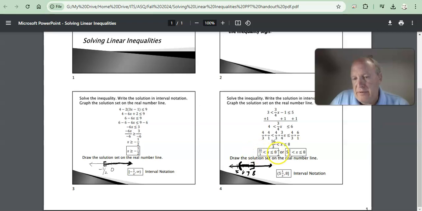So here's your answer. Now to graph that, notice it says x is greater than 16/3. So that's a parenthesis. And x is less than or equal to 8. That's going to be a bracket. So your answer is going to be in the middle. And here's interval notation. So this is your first video on graphing and solving linear inequalities.